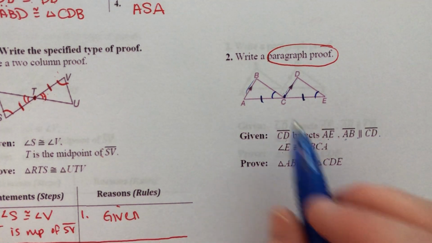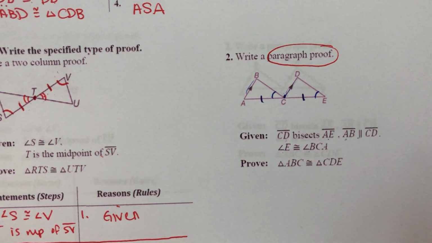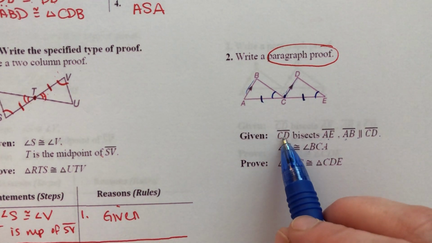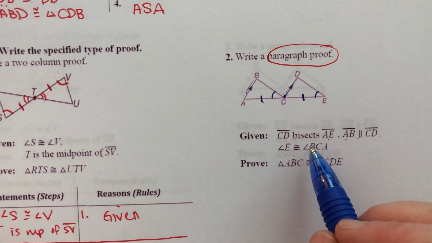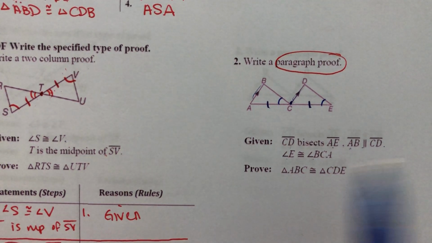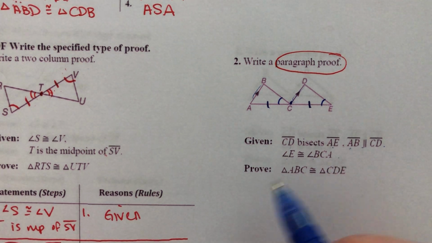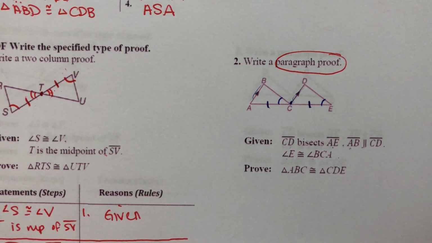I have to prove that these 2 triangles are congruent, right? So I've got to use everything it gives me. It only gives me 1 congruency statement here. I need 3, at least 3, to prove these triangles are congruent. So it gives me this one. I'm not writing a 2-column proof, I'm writing a paragraph proof.